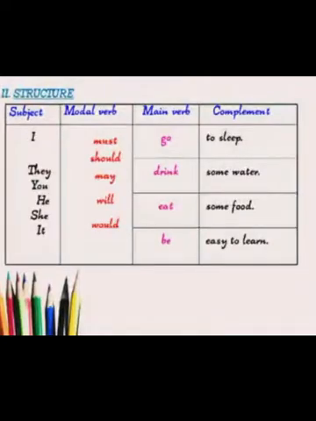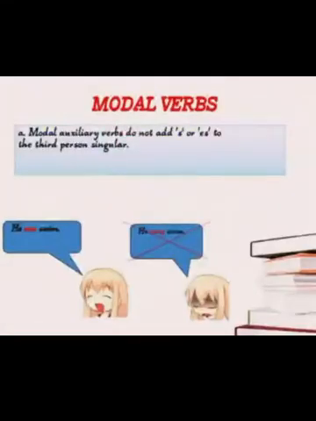See the examples. I must go to sleep, or you can say I should go to sleep. They may drink some water, or you can say you may drink some water. Here we have a sentence, he will eat some food, or say she will eat some food. And lastly, it would be easy to learn. So students, can you see how important these words are to frame a sentence? These modal verbs are really very important to be known.